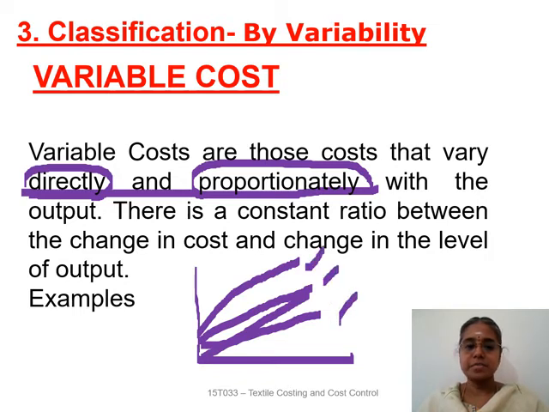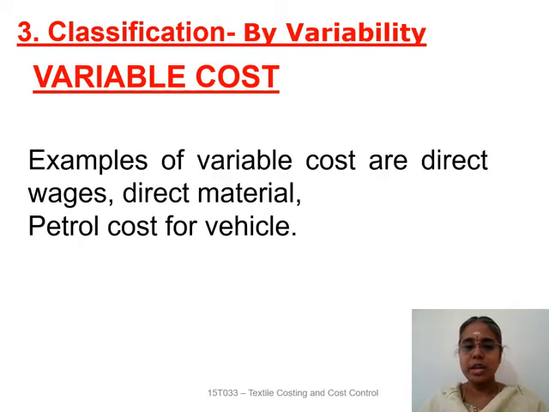All are right. So there is a constant ratio between the change in the cost and the change in the output. This is your output and this is your cost; your y-axis is your cost and your x-axis is the output. For a change in output, there should be a proportionate change in cost, a constant ratio throughout. Then it is called variable cost.